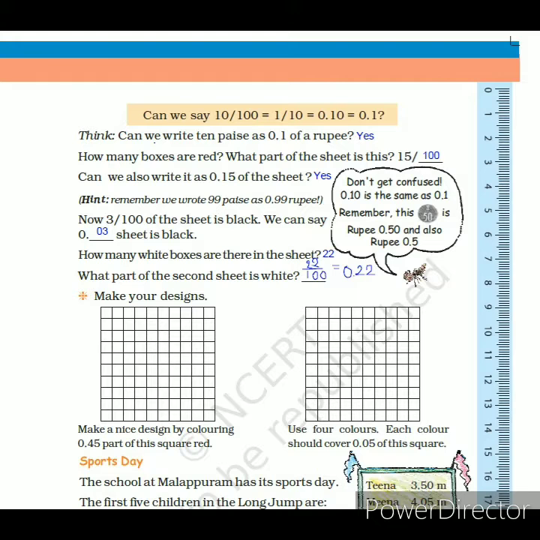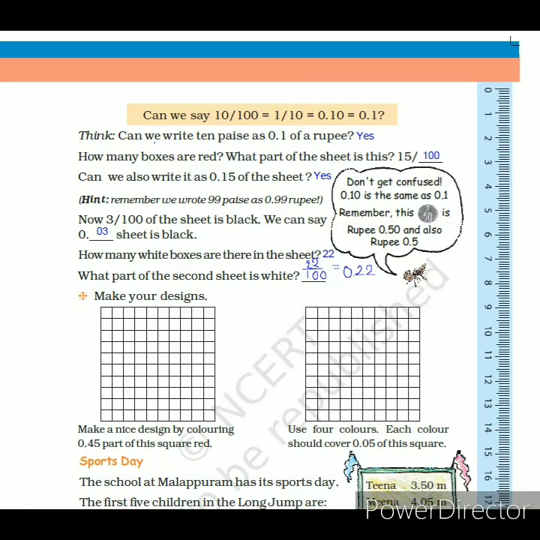Yesterday we were continuing the topic from page 140, Colorful Design. From that topic, they are given two boxes. The first one was divided into 10 equal sheets and the second box was divided into 100 boxes. From that, a few questions we solved yesterday. Now let's continue the remaining questions from that topic. These questions start from page 141.